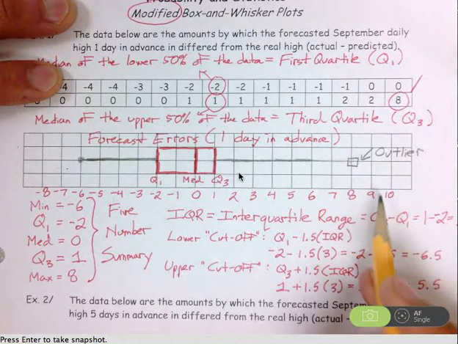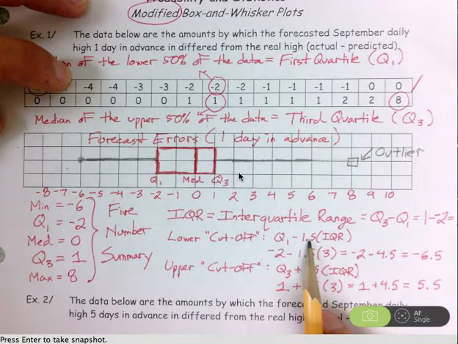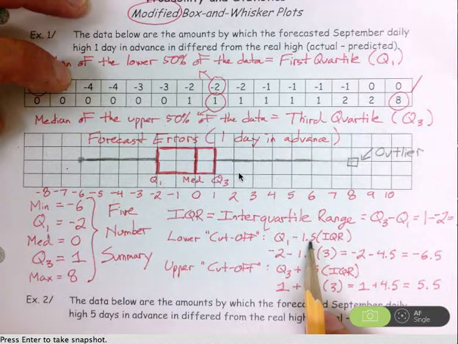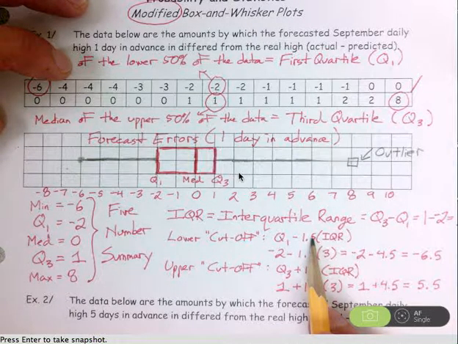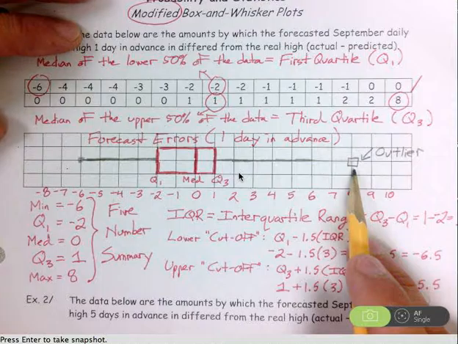It is far enough away from Q3, considering some additional variability. I'm allowing the IQR plus an additional 50% since I've multiplied the IQR by 1.5. That's the amount of variability that I'm willing to consider before I say that something is an outlier, or in some sense, before I say it's unusual.